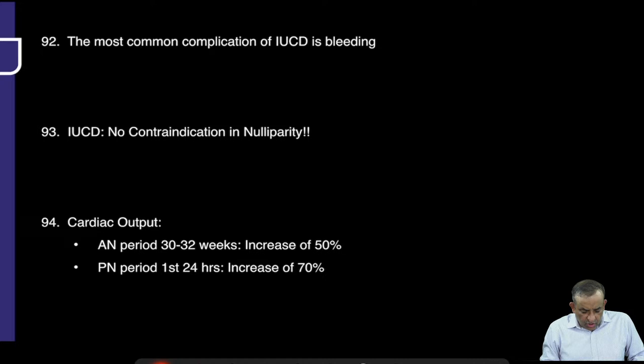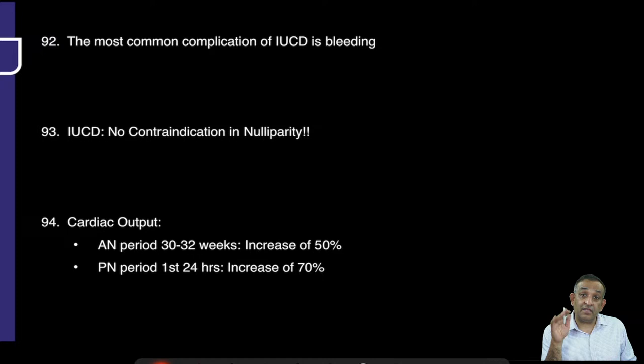IUCD, no contraindication in nulliparity. Please don't say this, okay? A lot of you have an idea that in a nulliparous woman, how will you put an IUCD? That means the whole of the West. Western people are not interested in having children very early. You know, by 35, 40, they start planning their children. And their sexual activity starts much earlier than the Indian sexual activity. At 16, 17, Western girls are active most of the time. So if they are active even at 18, you think they're not going to use IUCD as a contraception because they're going to have children only at 40 years? So for these 22 years of sexual life, you think they're not going to use IUCDs?